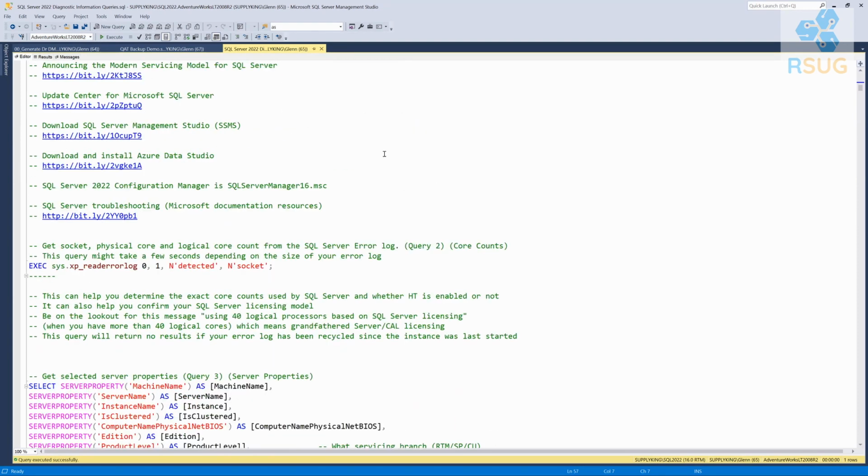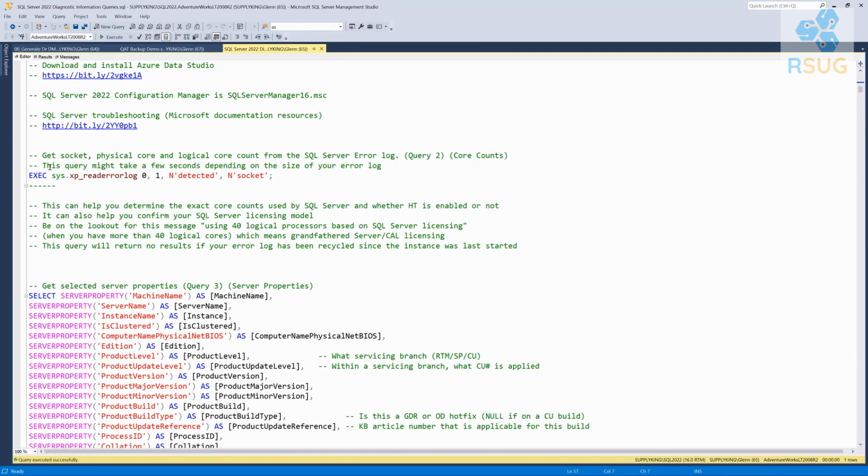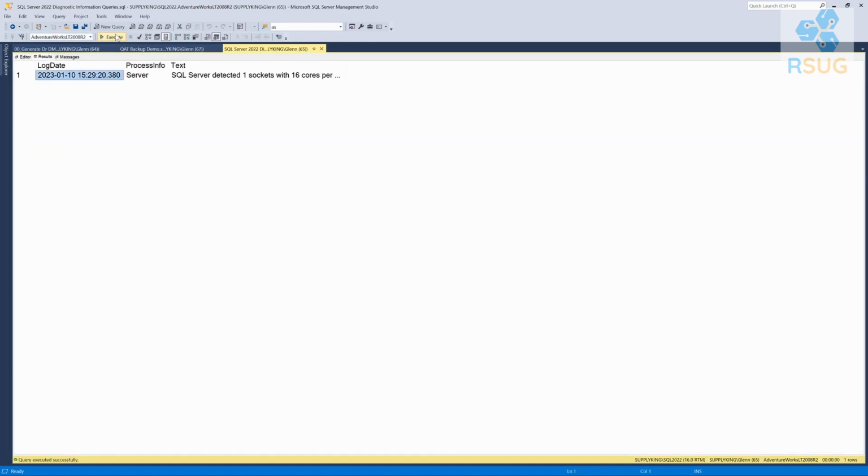Anyways, the next query in this set is looking at the error log. Not all of these are actually DMV queries, by the way. This is just reading the error log. This tells us how many cores and sockets we have in the machine and how many are being used, because sometimes people will install Standard Edition on a VM that has more than what you can use with Standard Edition, so more than 24 cores, for example, and you'll catch that here. So that's one reason it's useful.